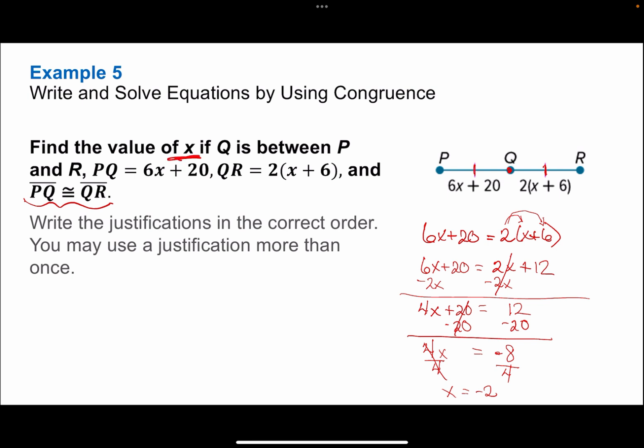All right, well, that seems kind of strange. X is -2. Well, that caused a problem. Well, if I plug a -2 in to check this, 6 times a -2 is going to be a -12, and a -12 plus 20 gets me 8. And -2 plus 6 is going to be a +4. 4 times 2 is also 8. 8 equals 8. It worked.